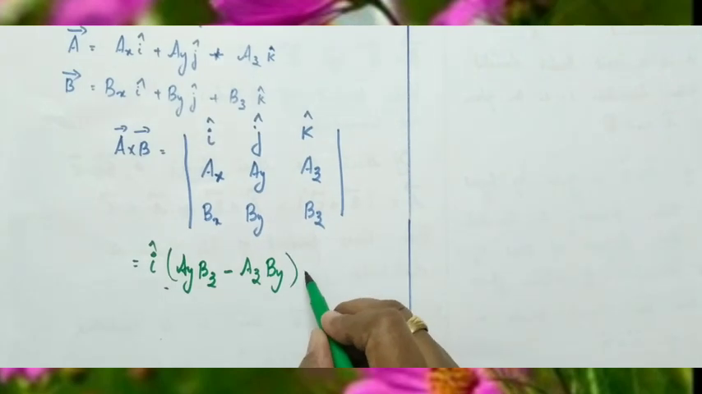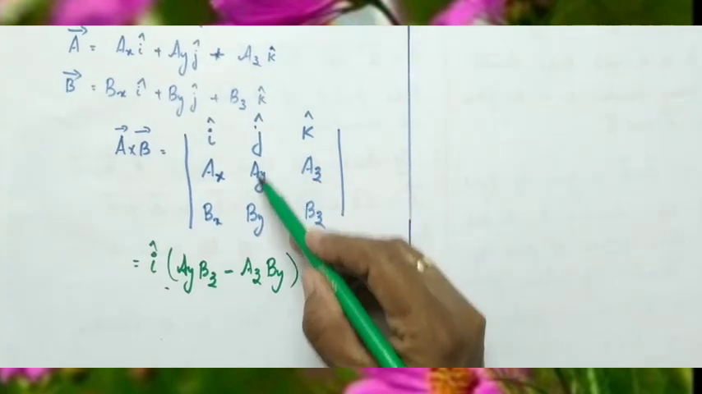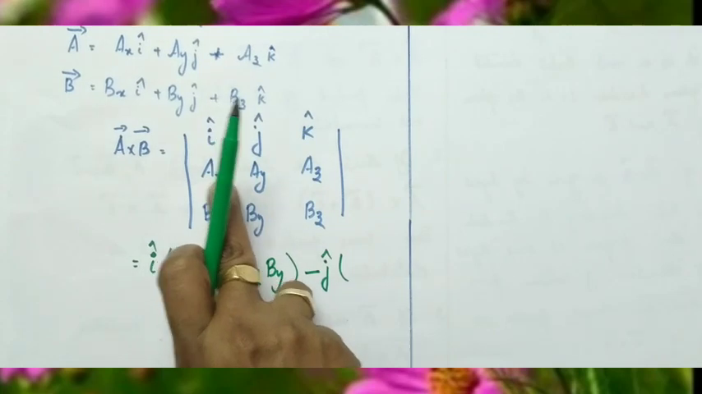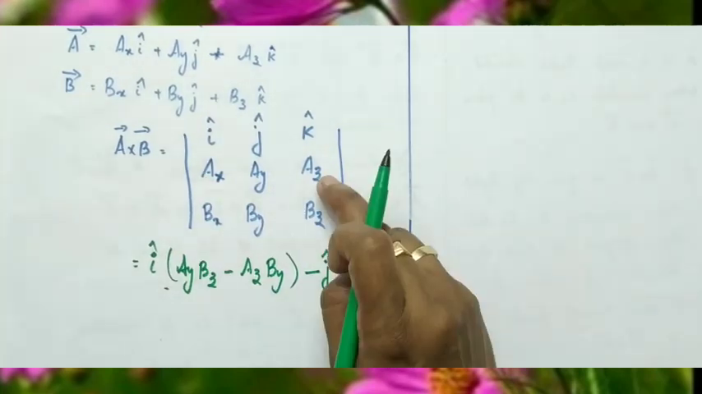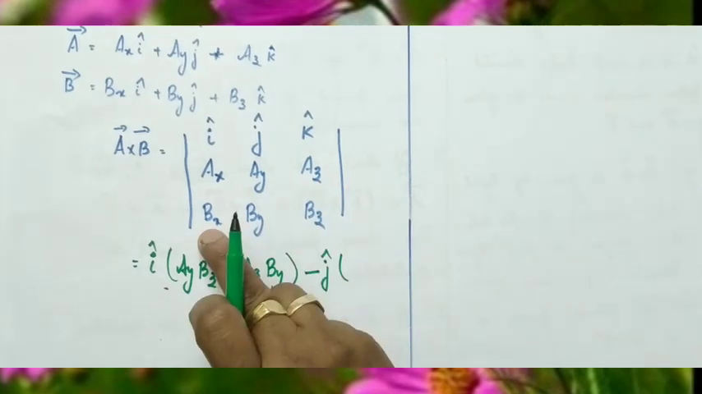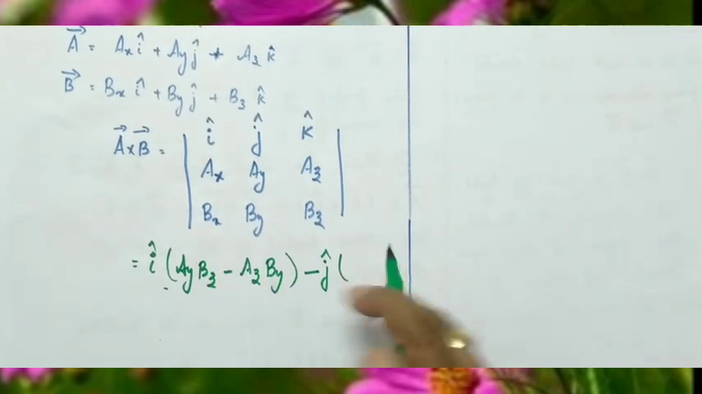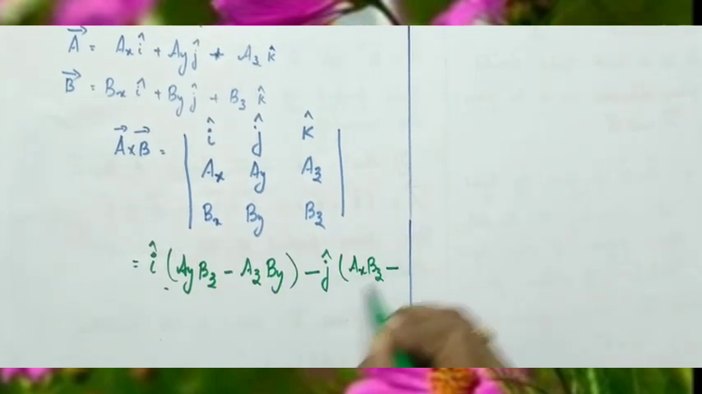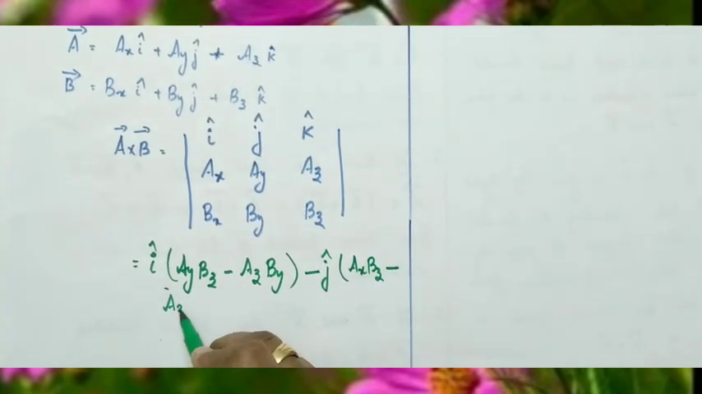Then the second term is minus j cap into, again leave the row and the corresponding column, this row and this column, then multiply towards the right. Ax Bz minus Az Bx. Okay, Ax Bz minus Az Bx. That is the next term, the second term.